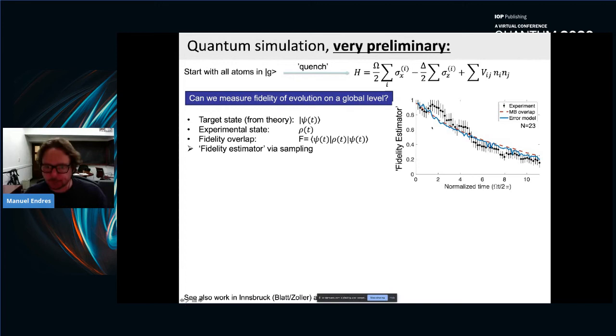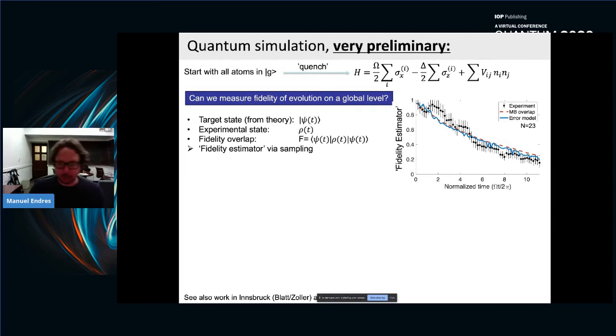We basically plot this fidelity estimator as a function of quench time. This is the same data set that I showed previously for this chaotic regime. Black dots are the experimental results for this fidelity estimator. The blue line is what we expect from an open system dynamics model that tries to predict rho correctly. And then for this open system dynamics model, we not only have the fidelity estimator, that's the blue line, but also have the true fidelity overlap, that's the red line. So these all agree, which is quite nice. This indicates that this actually can work.